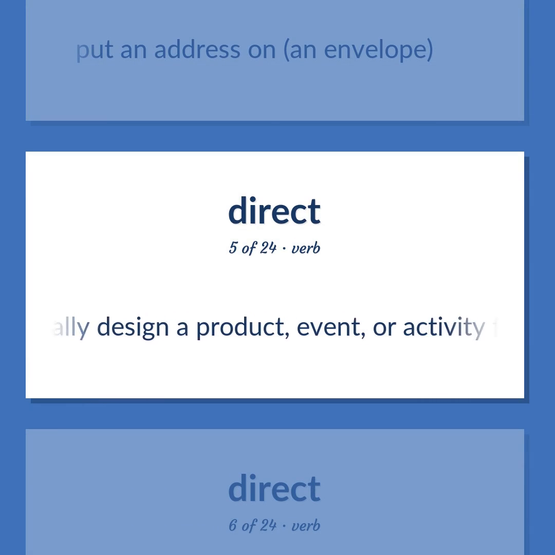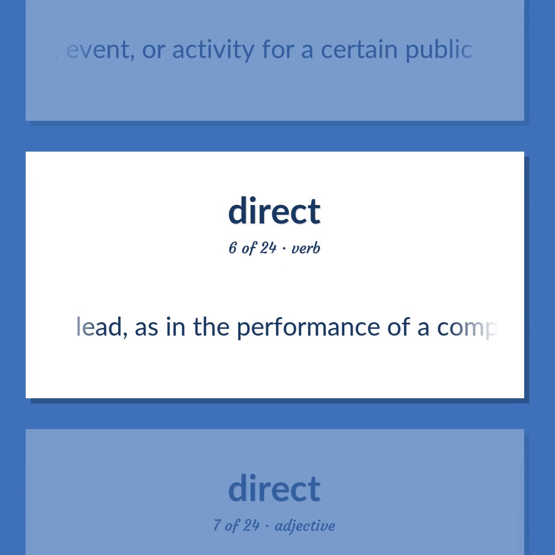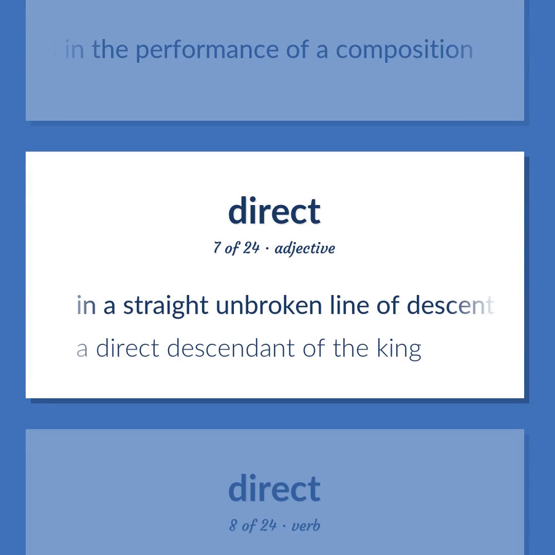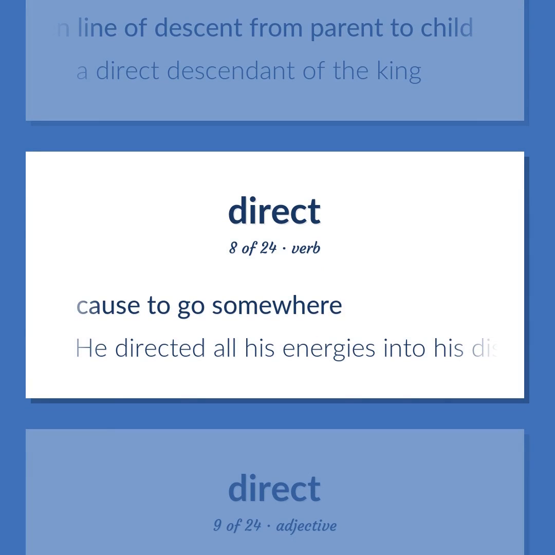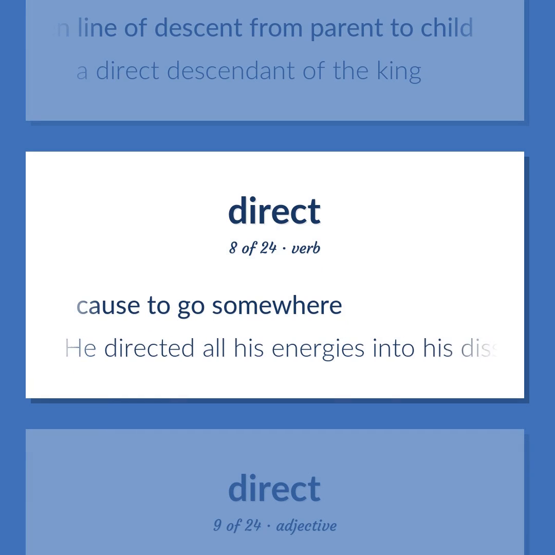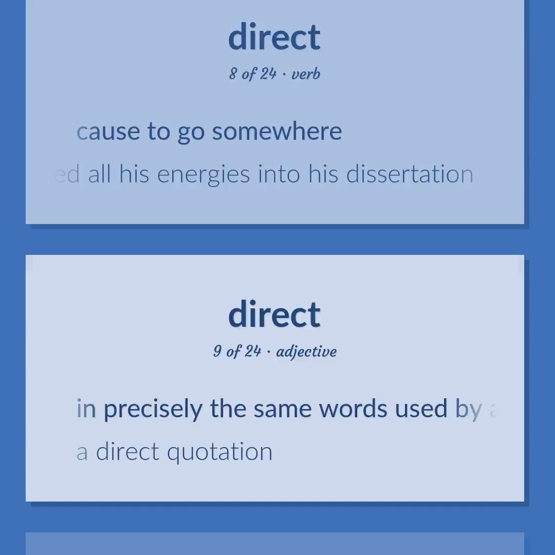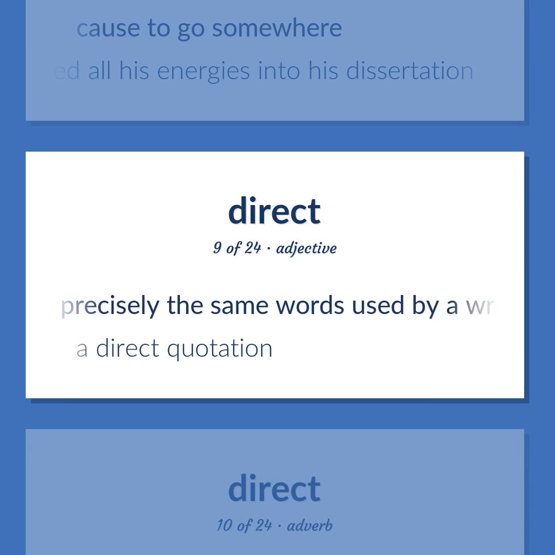Specifically design a product, event, or activity for a certain public. Lead, as in the performance of a composition. In a straight unbroken line of descent from parent to child. A direct descendant of the king. Cause to go somewhere. He directed all his energies into his dissertation. In precisely the same words used by a writer or speaker. A direct quotation.